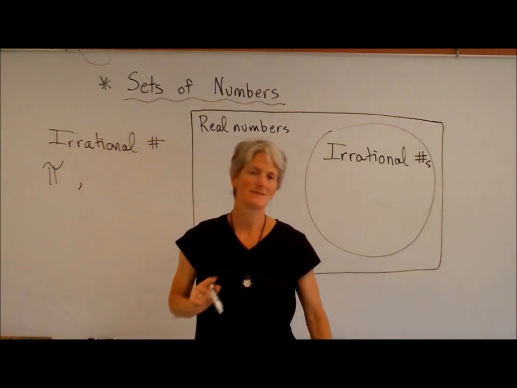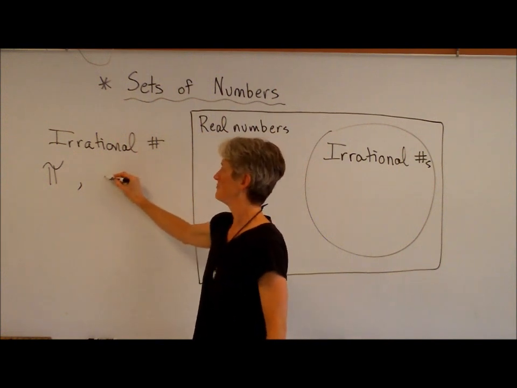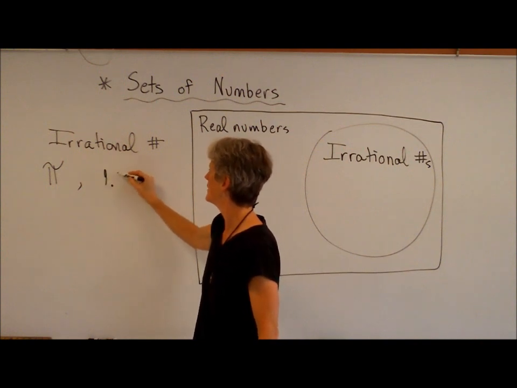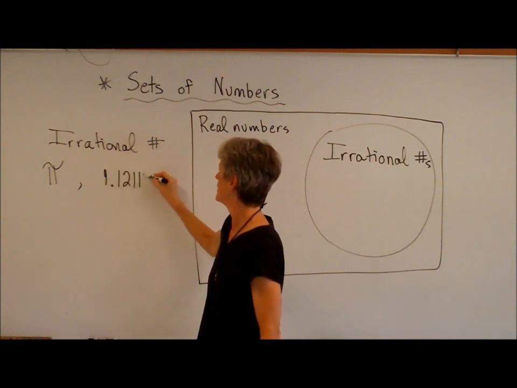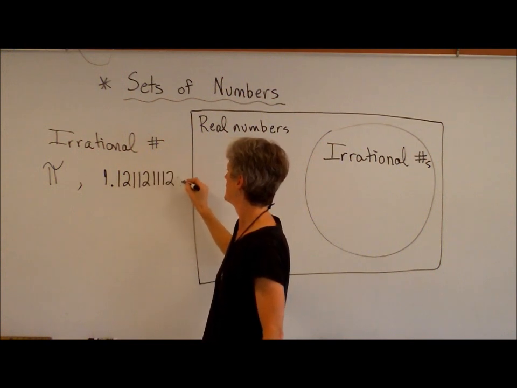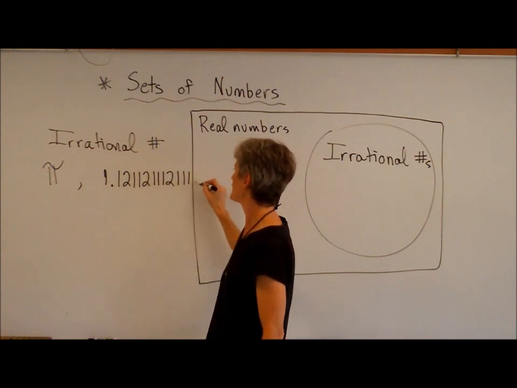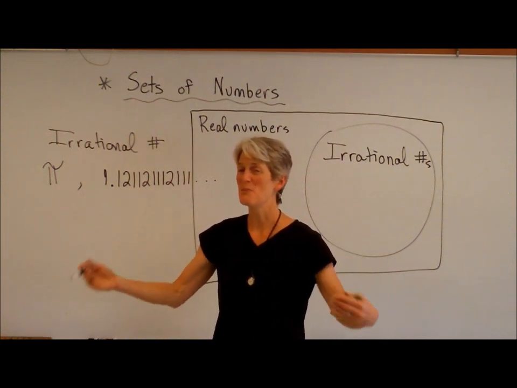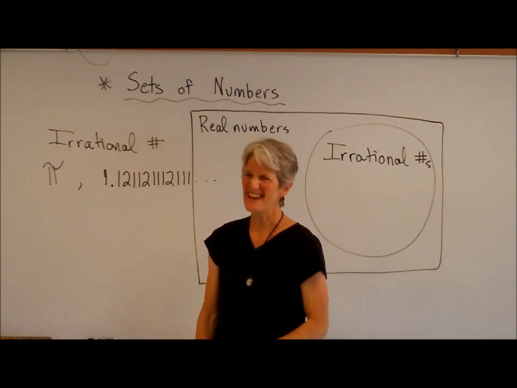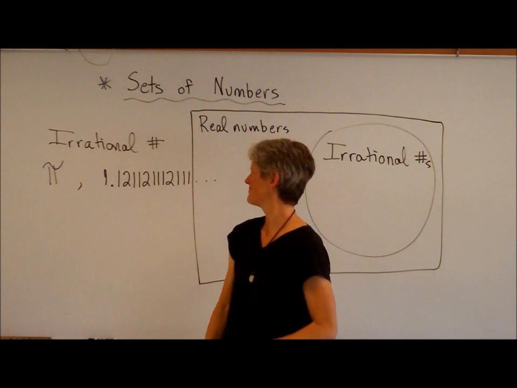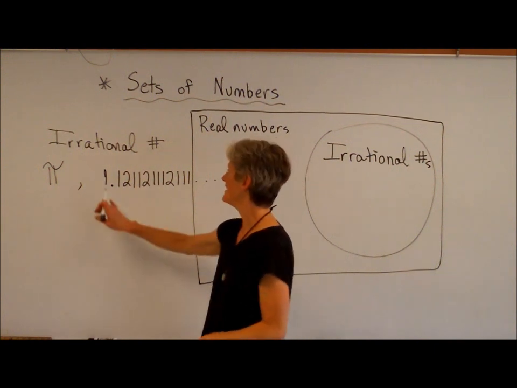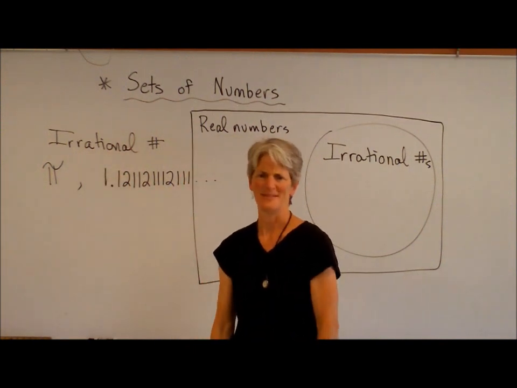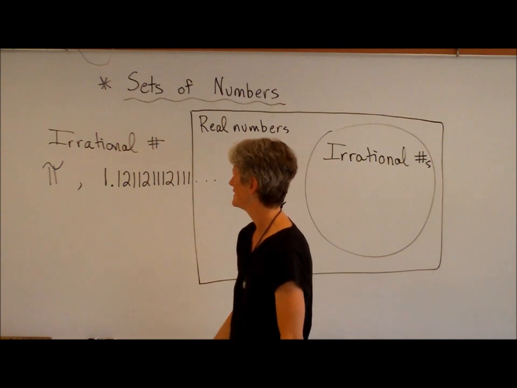So, give me another irrational number. How about 1.12112111211112, are you with me? You see where I'm going with that? So that's going on forever with no repeating pattern. Now there is a kind of pattern there, but the whole thing doesn't repeat because I'm adding one more 1 every time. In other words, I can't take a chunk of it and lay it on top of the rest of it and get a total repeating thing. So that works.